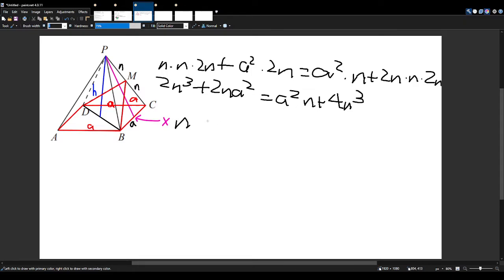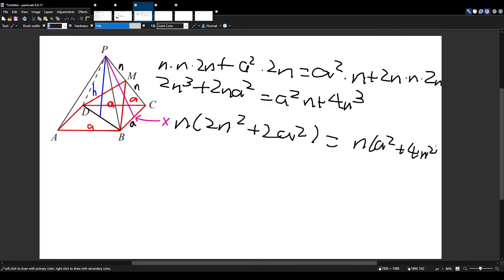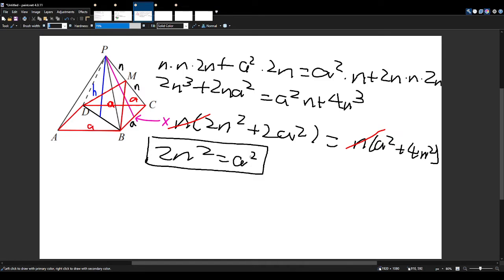You can factor n out of here, and the reason why I chose to factor n instead of anything else is because I want to cancel them on both sides. 2n squared plus 2a squared plus 4n squared. So now I can cancel both sides, and then if you arrange this, you get 2n squared is equal to a squared. So this is the relation that's going to be useful.